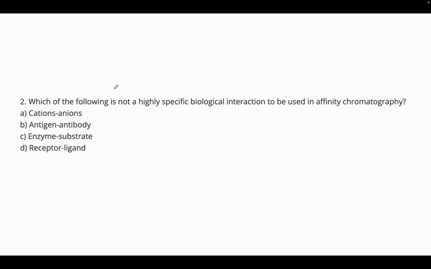Which of the following is not a highly specific biological interaction to be used in affinity chromatography? So, as we discussed, antigen antibody can be used, enzyme substrate can be used, receptor ligand can be used. Now, cation anion is not a highly specific interaction. This is just an electrostatic interaction. And it can take place between any pair of cation and anion. So, it is not a highly specific biological interaction that we can use for this purpose.